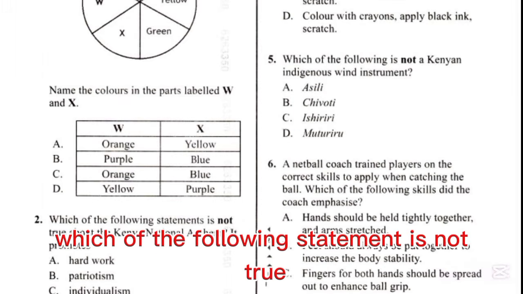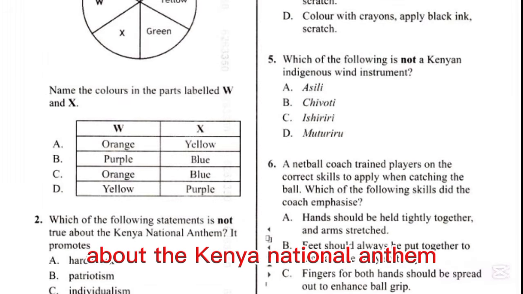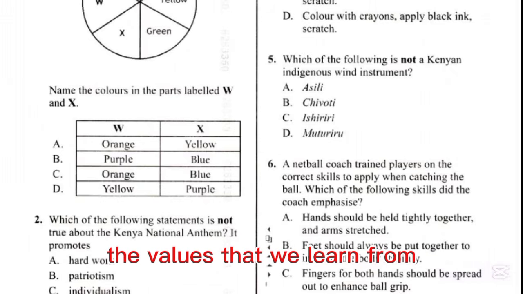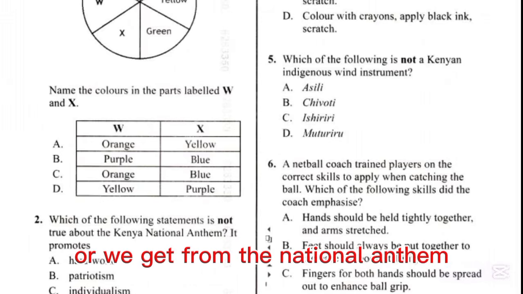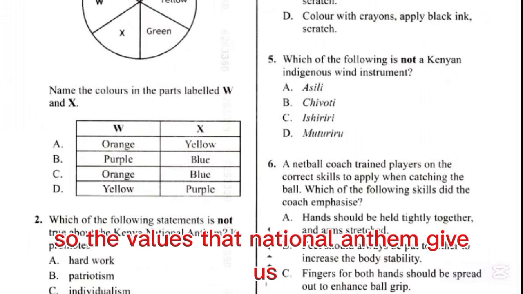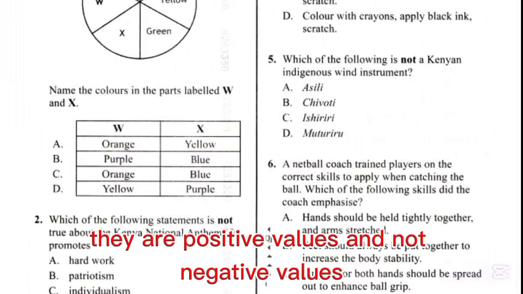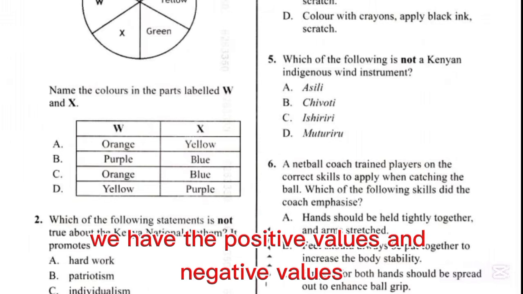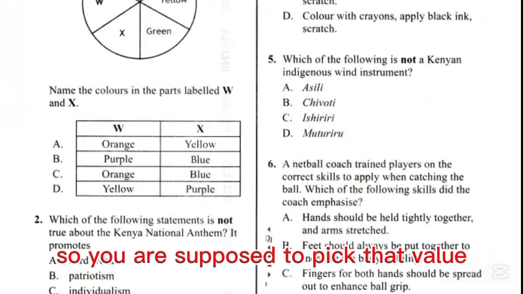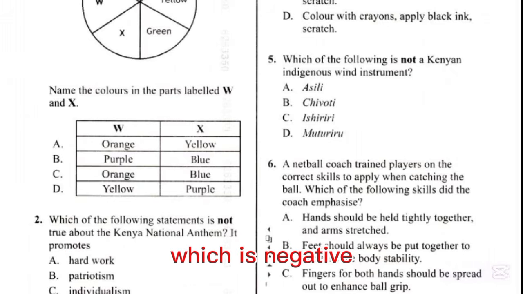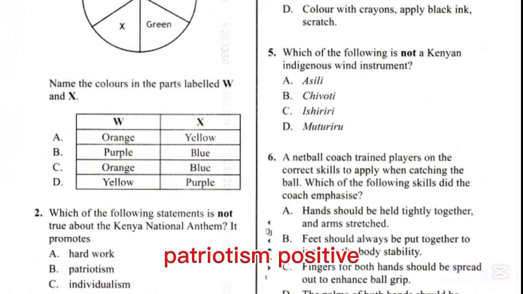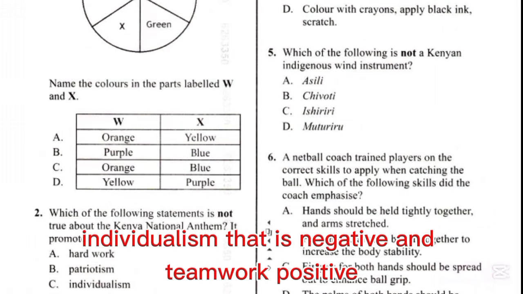Then question number 2: which of the following statements is not true about the Kenya national anthem? Here we are talking about the values that we get from the national anthem. The values that the national anthem gives us are positive values and not negative values. The responses given include positive and negative values, so we are supposed to pick the value which is negative. We have hard work, positive; patriotism, positive; individualism, negative; and teamwork, positive.